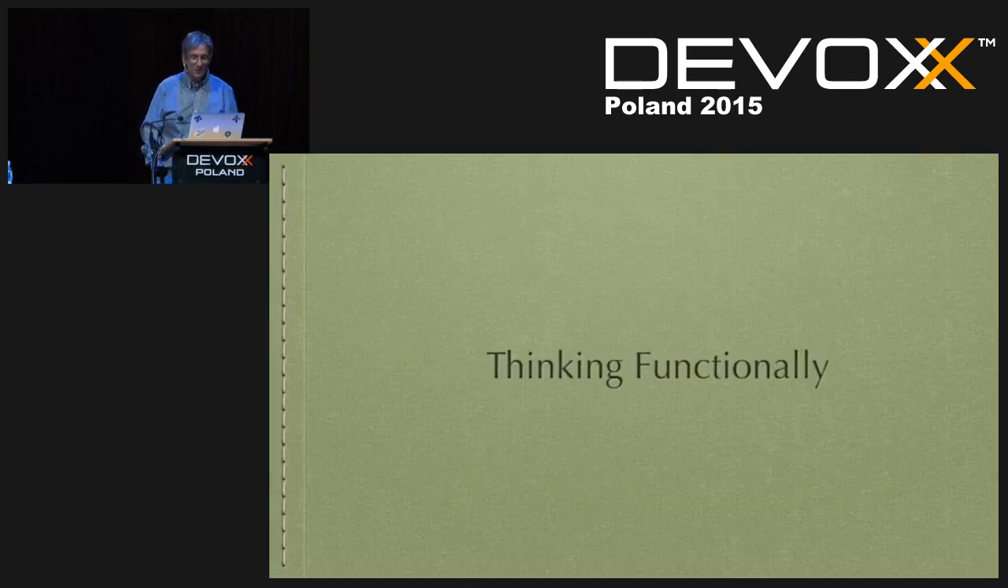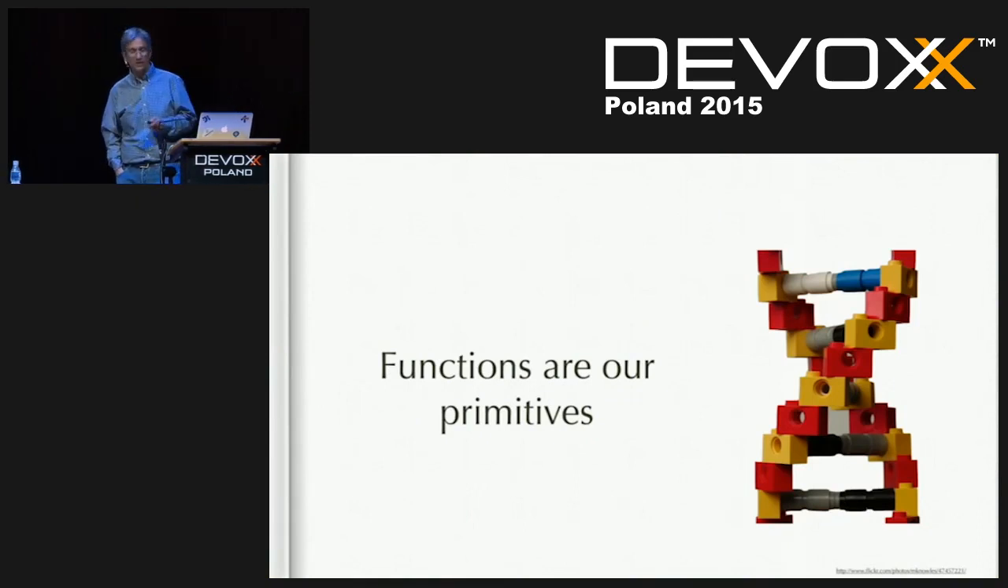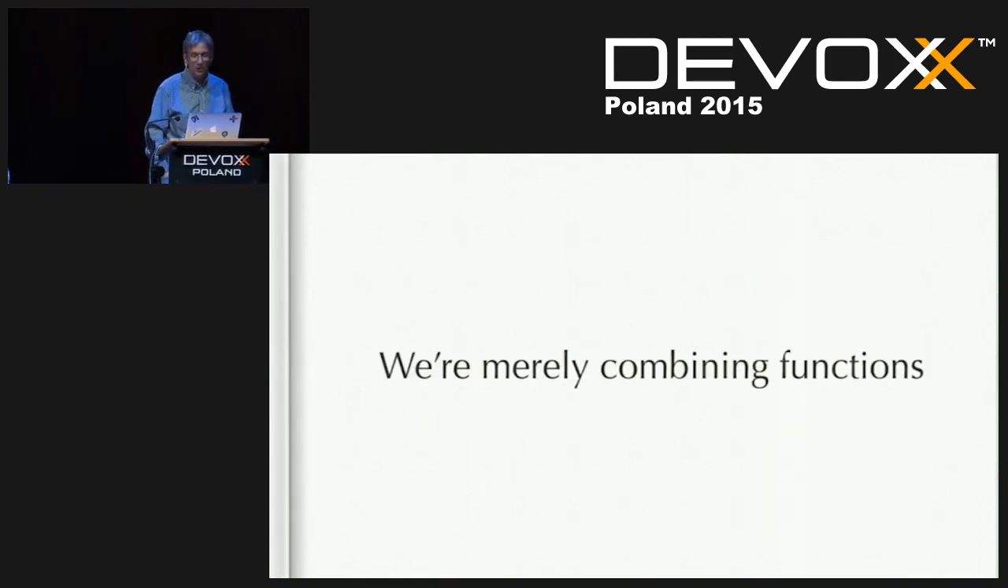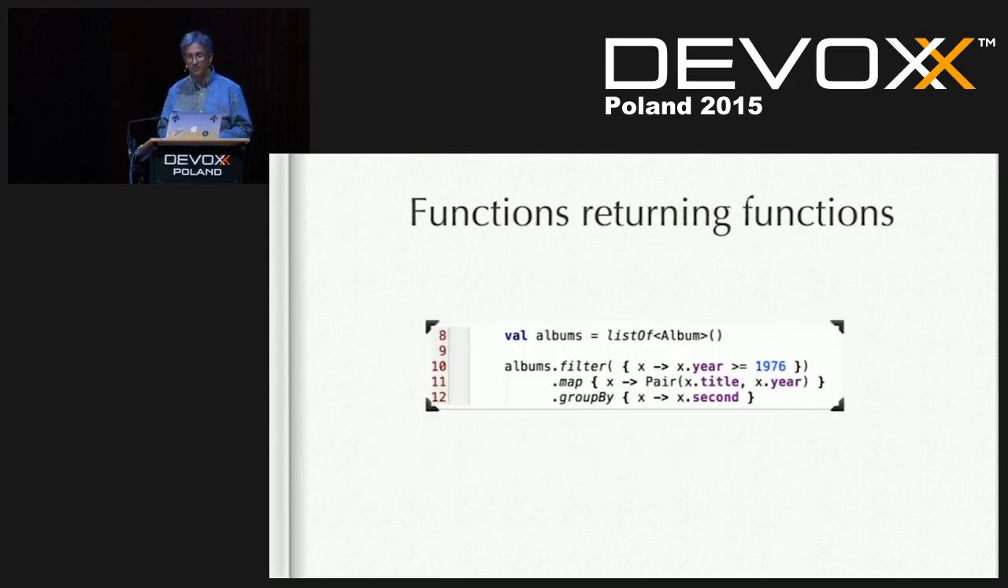So let's think a little bit functionally. Functions are our primitives, okay? They basically are primitives. And all we're basically doing is just combining functions. So all of the things that you've seen so far, which is filter, takes a predicate, map, takes a mapping function, group by, takes a key lookup function. All we're doing is just using functions, passing functions into functions, returning sometimes functions, and just using these, combining them.